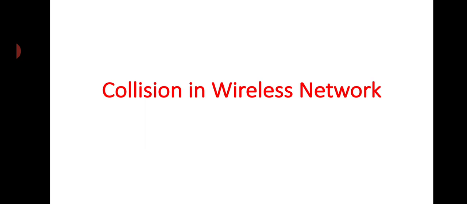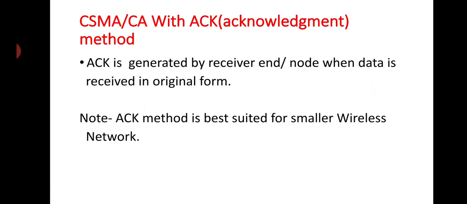In this lecture we are going to see collision handling in wireless network using the ACK method and the RTS/CTS method. First, see CSMA/CA with ACK, that means the acknowledgement method. Here ACK is generated by the receiver end node when data is received in original form, and the ACK method is best suited for smaller wireless networks.